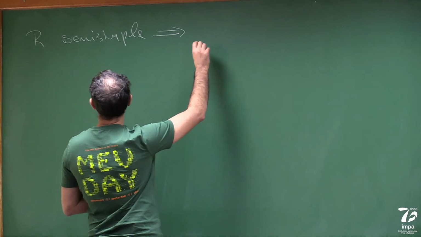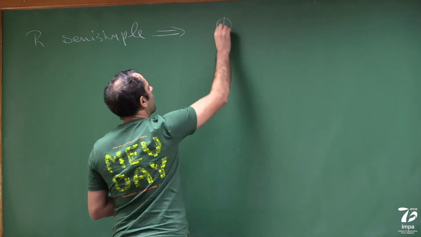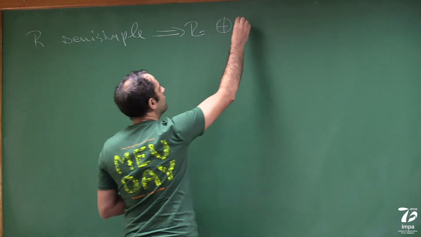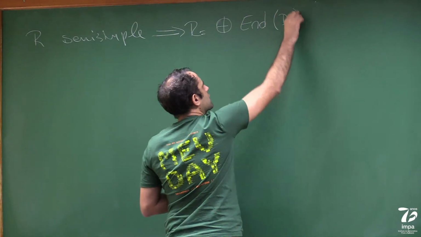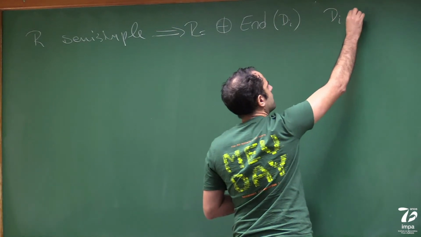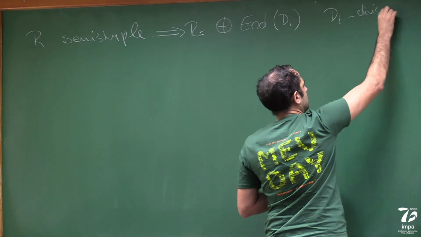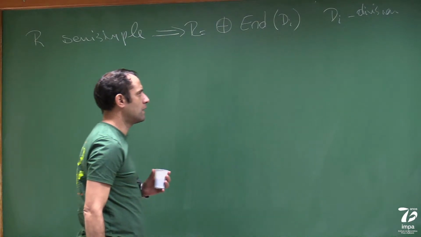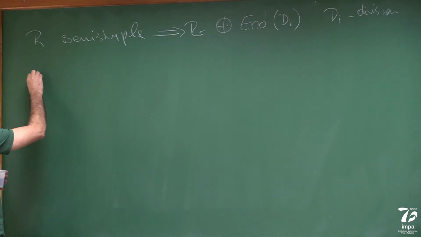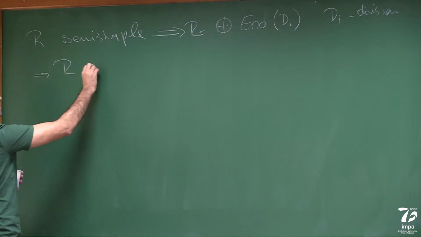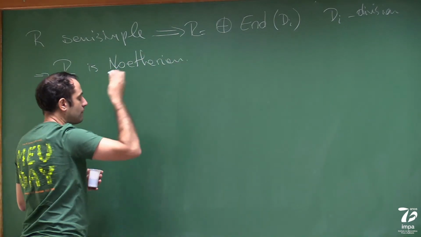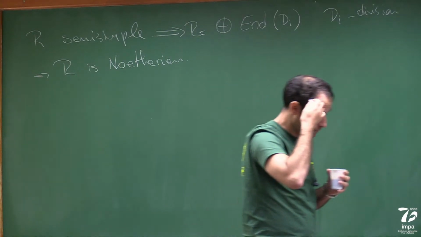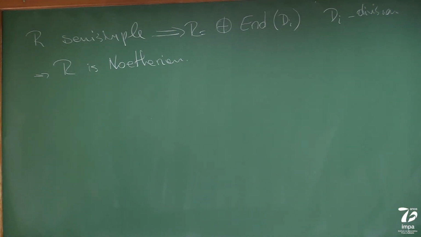So R is a direct sum of its minimal ideals, and it turns out that R is a direct sum of endomorphism rings of division algebras, where Ti is a division ring. So this requires some work, but it's not so hard. The whole point is that R is Noetherian. So being semi-simple implies that it's Noetherian.